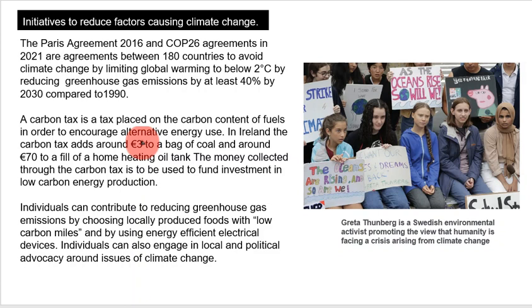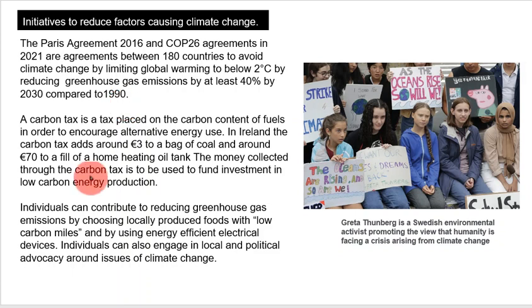So the Paris Agreement, which is 2016, and the COP26 agreement in 2021 are agreements between 180 countries to avoid climate change by limiting global warming to below 2 degrees by reducing greenhouse gas emissions by at least 40% by 2030 compared to 1990. So in order to reduce the amount of CO2 that's been produced, countries have signed up to these agreements to limit the amount of greenhouse gases that are being produced.